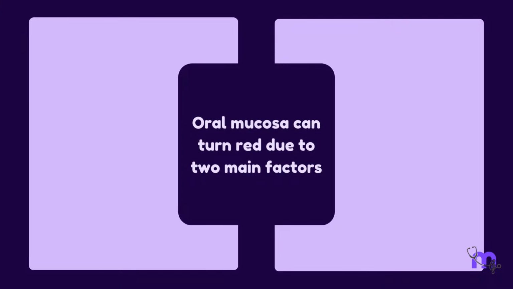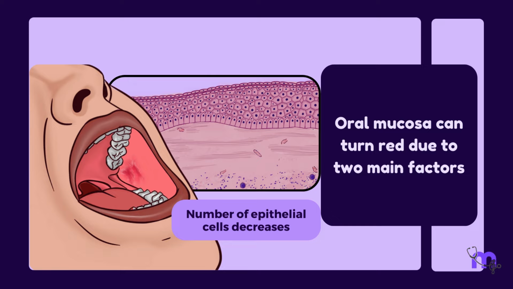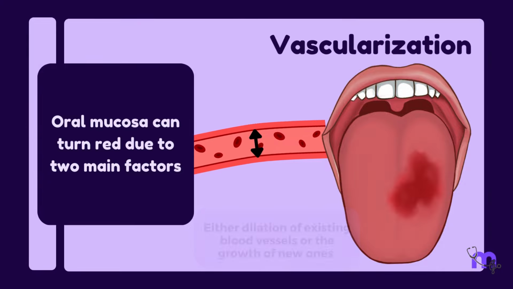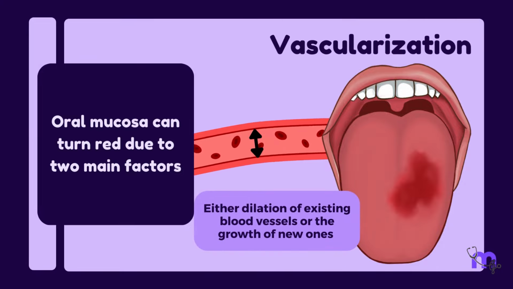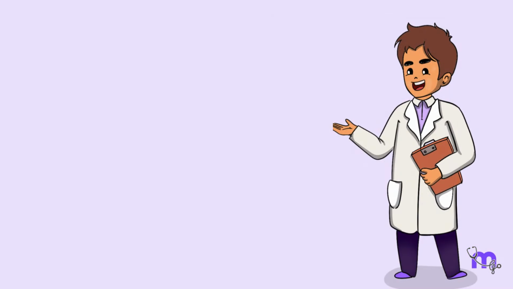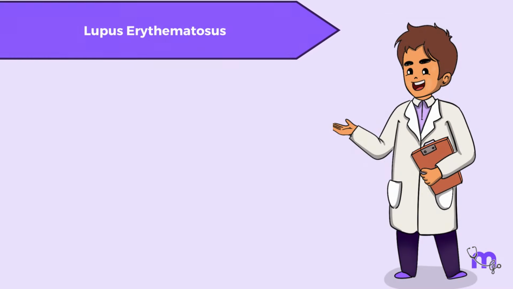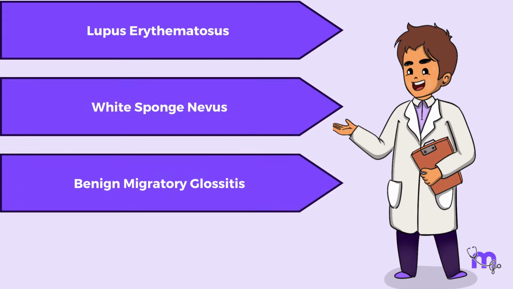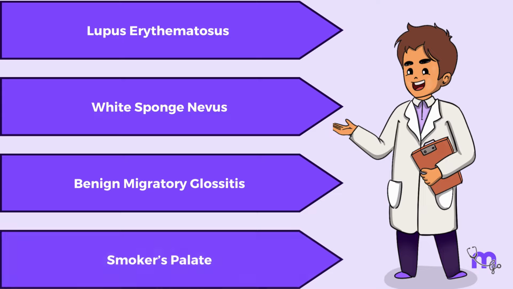The oral mucosa can turn red due to two main factors. When the number of epithelial cells decreases, called epithelial atrophy, and increased vascularization through either dilation of existing blood vessels or the growth of new ones. Let us now discuss a few characteristic features of lupus erythematosus, white sponge nevus, benign migratory glossitis, and smoker's palate.